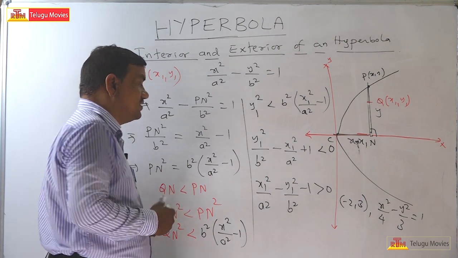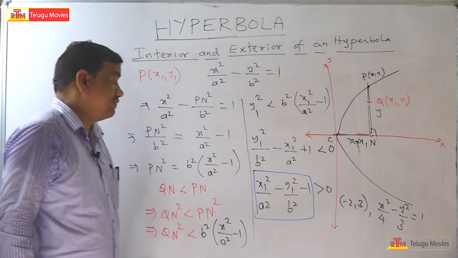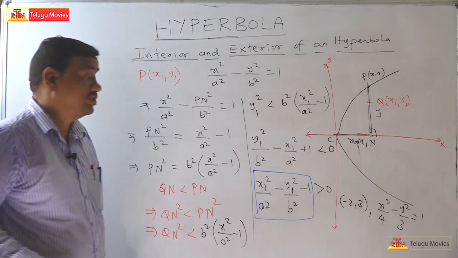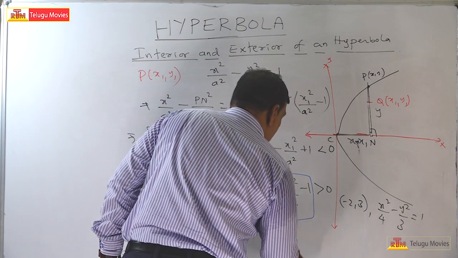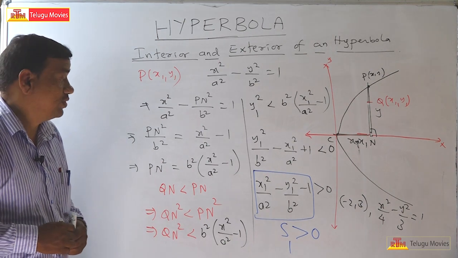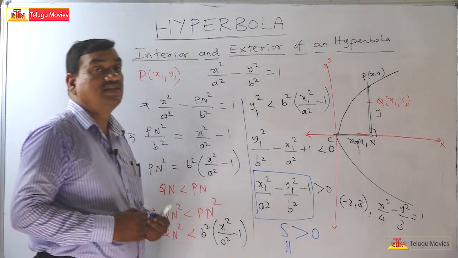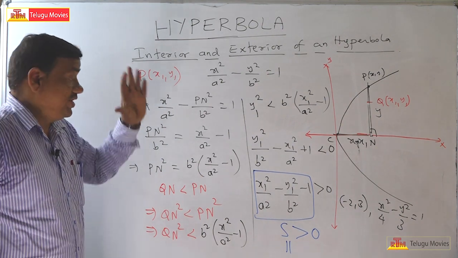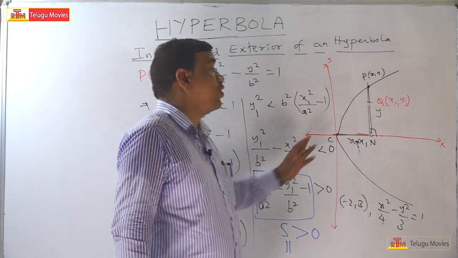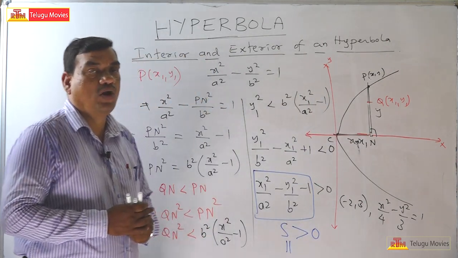Now what is this notation? I have already given this notation. x1 square by a square minus y1 square by b square minus 1 greater than 0 means S11 is greater than 0. So if the S11 value is greater than 0, then the point lies inside the hyperbola.